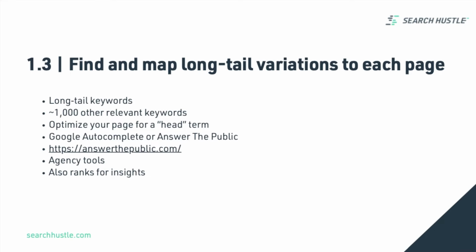Find and map long tail variants. Once we have that keyword, that head term, then we wanna figure out, can this head term include other variations? And it can. It oftentimes can rank for hundreds of keywords. So we wanna try to figure out what long tail keywords we might also try to target with that post.